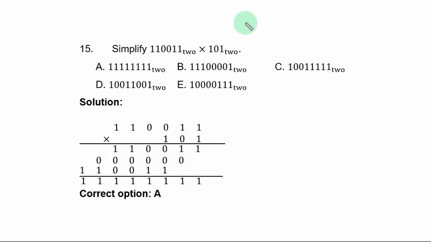Question 15. Simplify 110011 base 2 times 101 base 2.